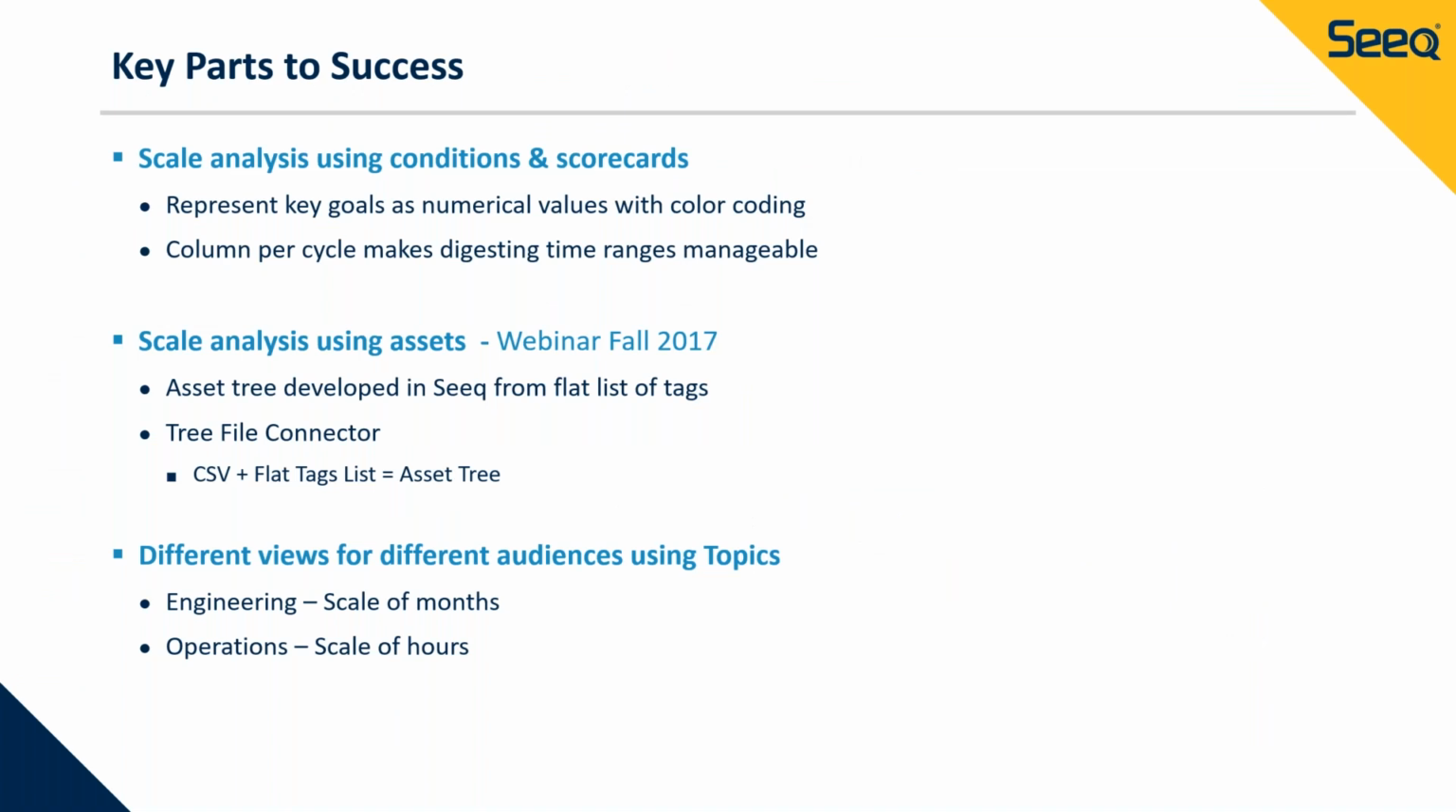So there were some key parts or methods we used in this analysis that made the final report so successful. The first was in our use of conditions and scorecards. Using a condition to define the total cycle and then displaying each capsule in that condition as a separate column on our scorecard, complete with color coding to indicate how each value corresponded with its limit, made it really easy to digest large amounts of data over big time periods relatively quickly.